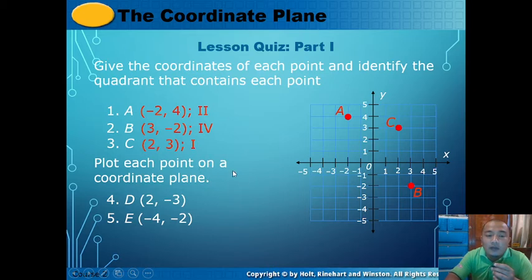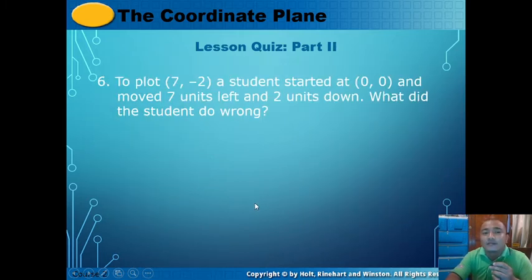Now, for letter B, plot each point. Point D, 2, negative 3. This is point D. And how about point E? Negative 4, negative 2. Okay, congratulations for a job well done.